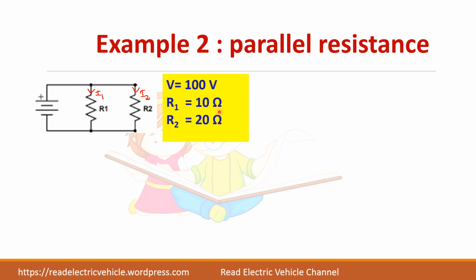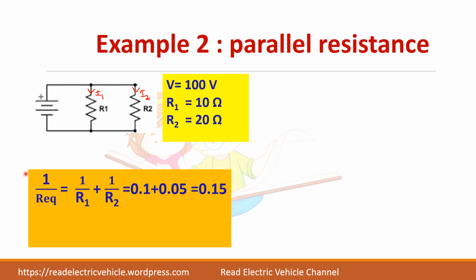Let us take the second example where you have different resistance values. In this case, you find R equivalent. So 1 by 10 plus 1 by 20. You find the R equivalent is coming around 6.6 ohms.